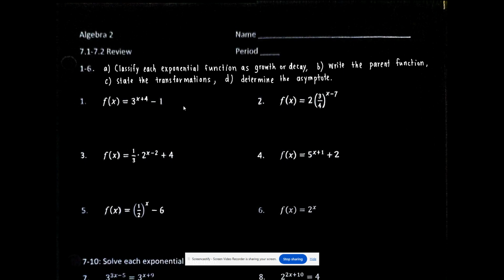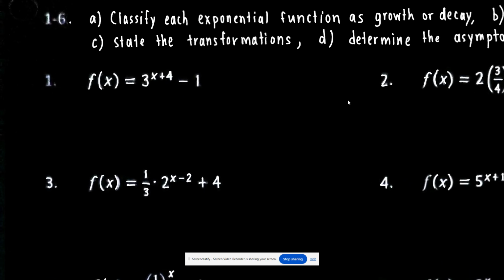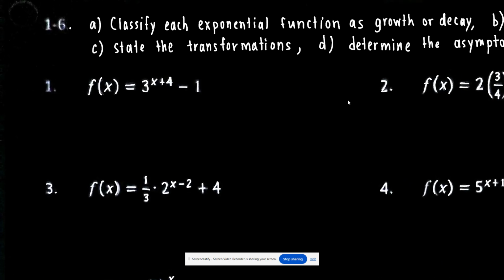So here's what we're actually going to do, okay? Hopefully you've had time to maybe look at this. Like your instructions say, we're going to classify each as growth or decay. But these are the two we're going to do that are different. We're going to write the parent function, and C, state the transformations. And then D will determine the asymptote, okay? So here we go. Let's get started. But we are doing all 4 of those, okay?